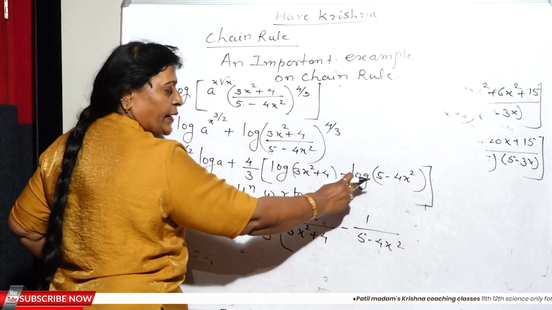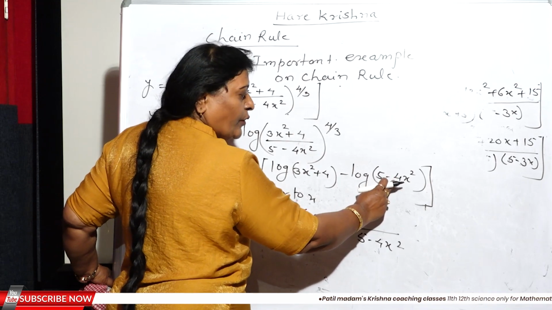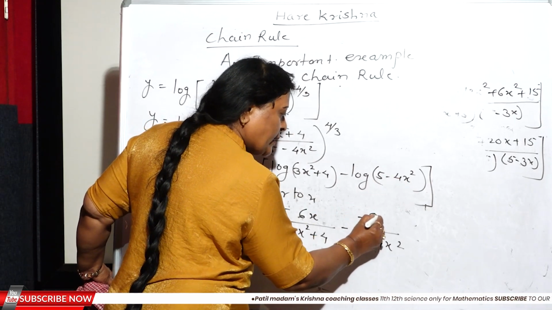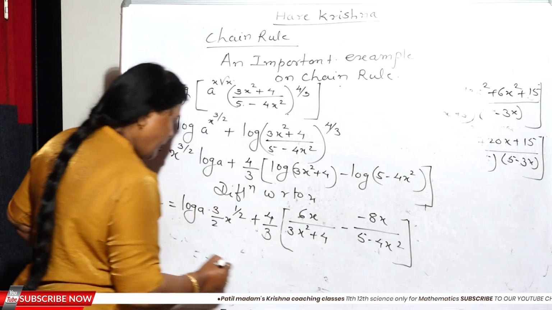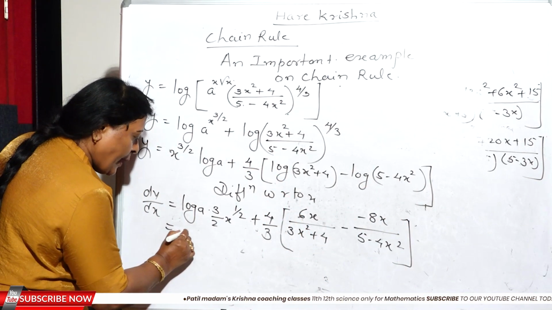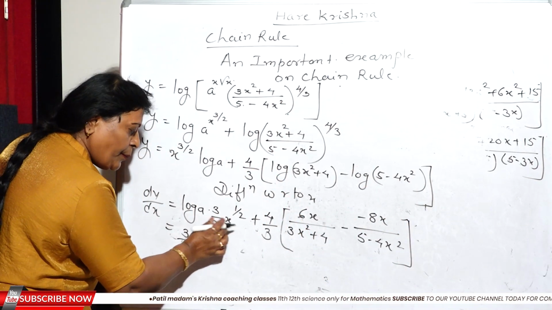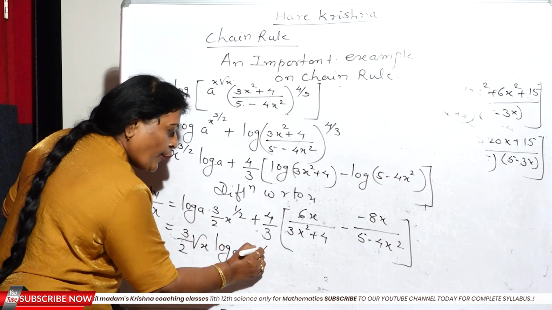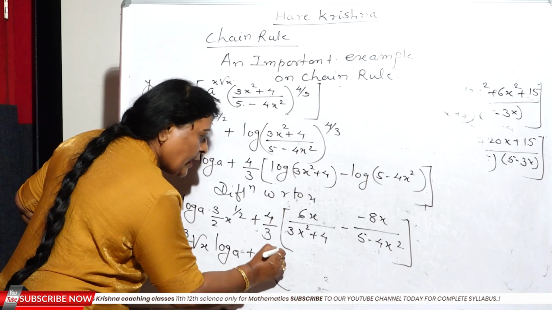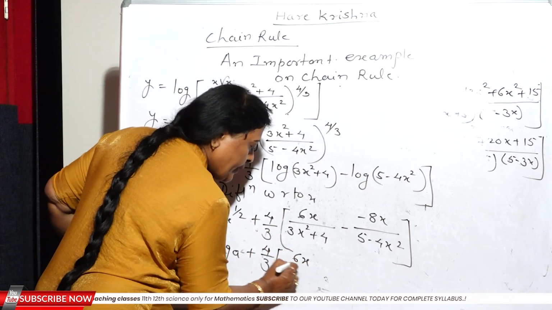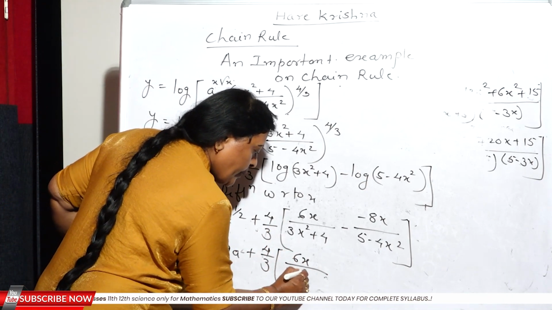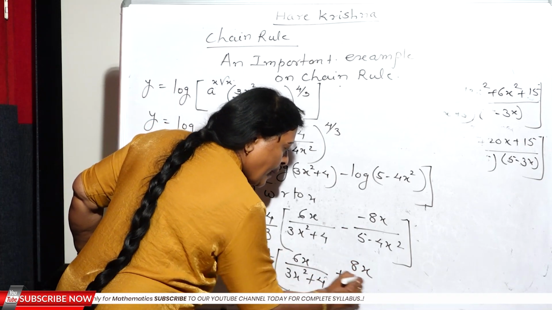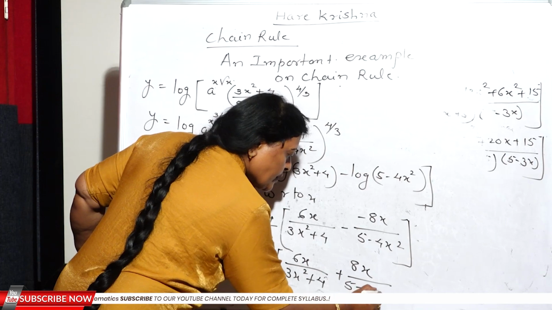Here again, what is the derivative of 5? 0. And what is the derivative of minus 4x square? That is equal to minus 8x. Right? Now again, this 3 by 2 x to the power 1 by 2 means root x. Log a remains as it is. 4 by 3 also remains as it is. Here again 6x divided by 3x square plus 4 minus minus plus 8x divided by 5 minus 4x square.